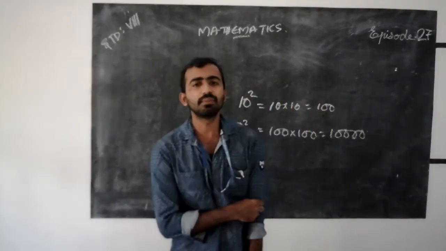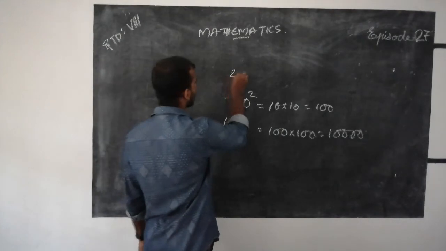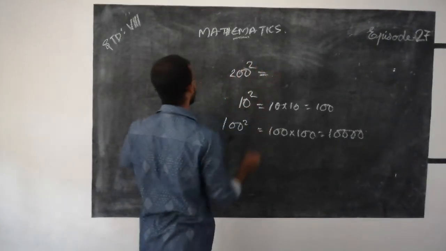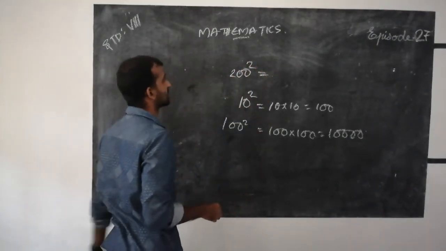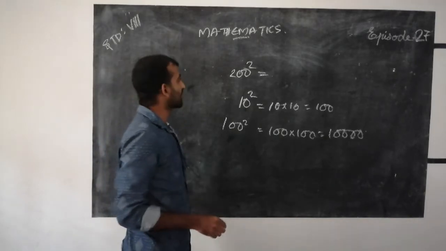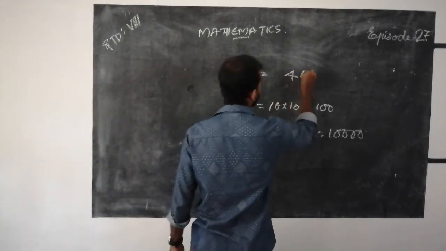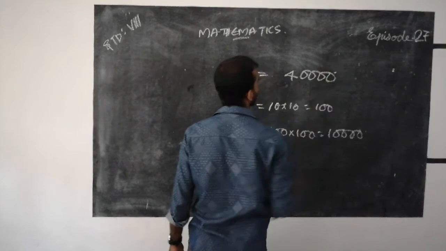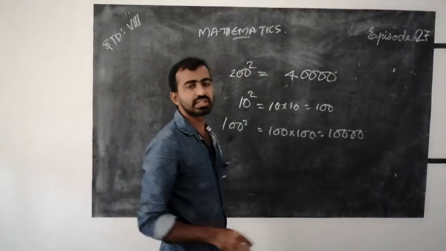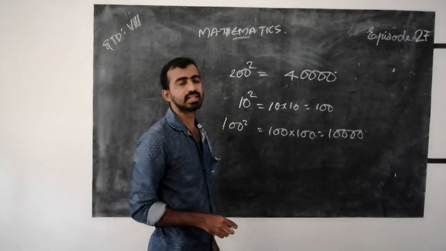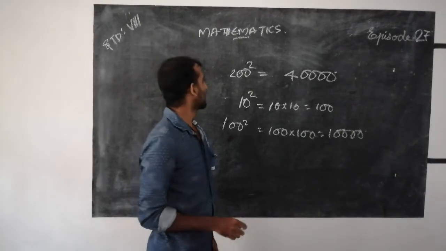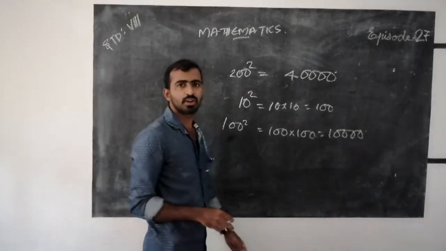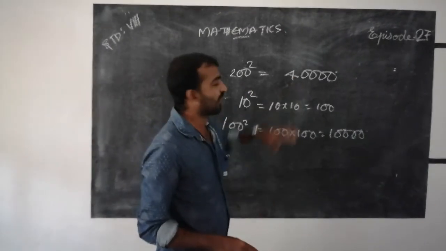Let us discuss another one. The square of 200: we take 200 into 200 and we get 40,000.